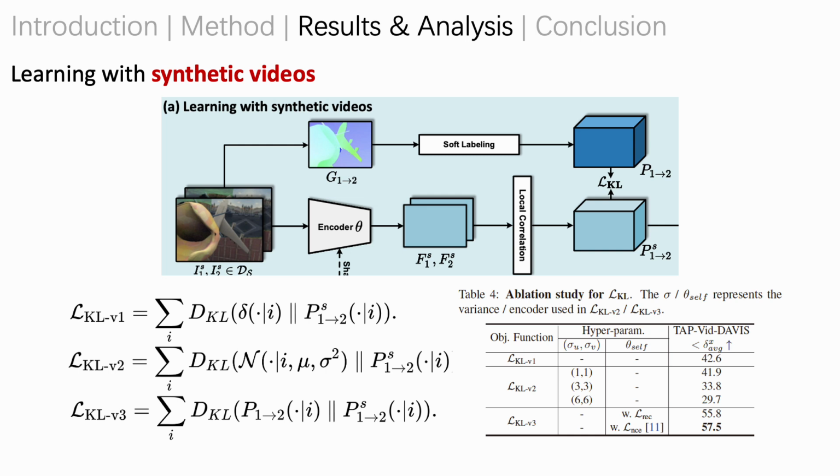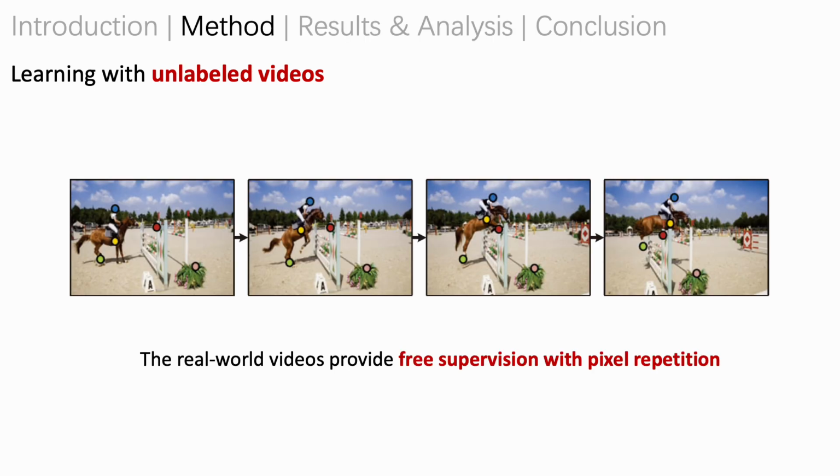Table 4 shows the performance comparisons across the three kinds of objective functions. Expectedly, the proposed soft labeling gets the best performance. Meanwhile, we observe there exists a notable gap between the synthetic and real videos. The learned features show unsatisfactory generalization ability in real scenarios. Inspired by recent studies, we try to improve the learned fine-grained features by introducing self-supervised feature learning into the framework.